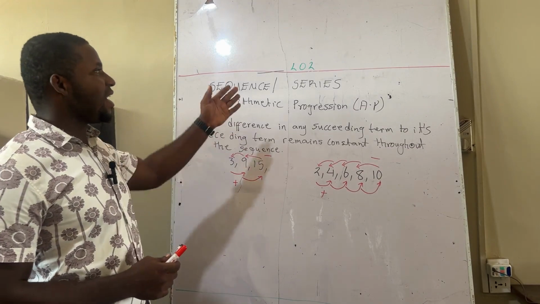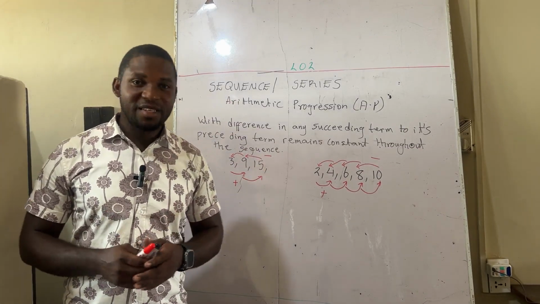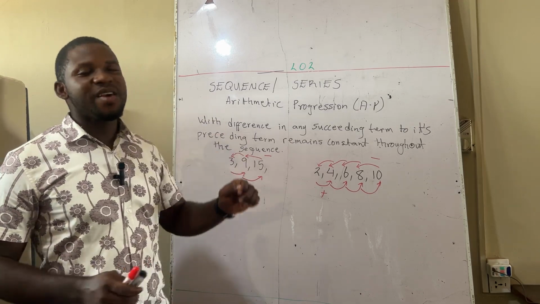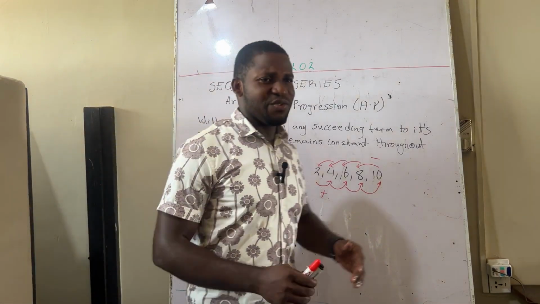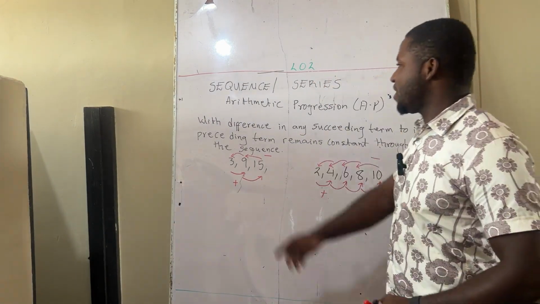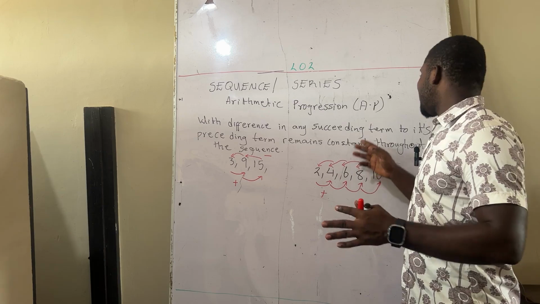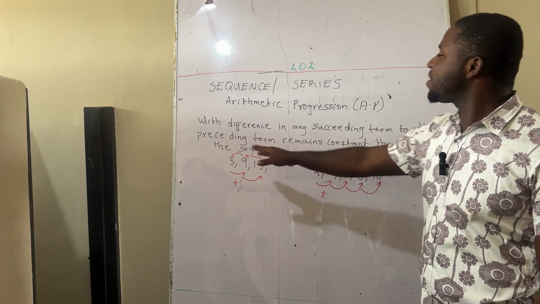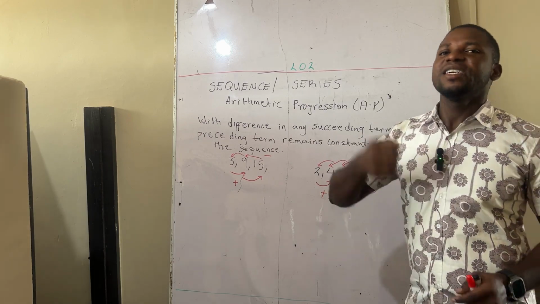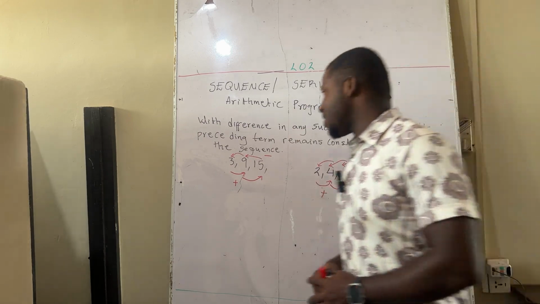We are on lesson 02 of sequence and series, and we'll be looking at arithmetic progression. So what do we mean by arithmetic progression? It's a type of sequence in which the difference between any succeeding term and its preceding term remains constant throughout the sequence. Let's look at this example.